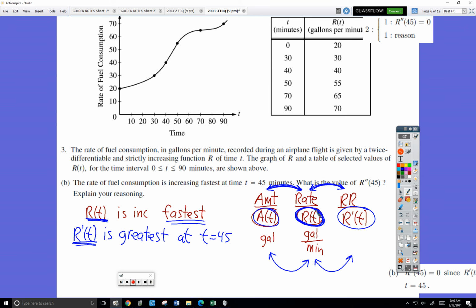This R of T tells me how fast the amount will change. Think of it this way. You have this plane. The plane has a fuel tank. The tank has some amount of fuel in the tank. R of T tells me how fast this fuel disappears. So like right here, the fuel is disappearing at 55 gallons per minute. It's being consumed 55 gallons every minute. So R of T is telling me how fast A of T changes.